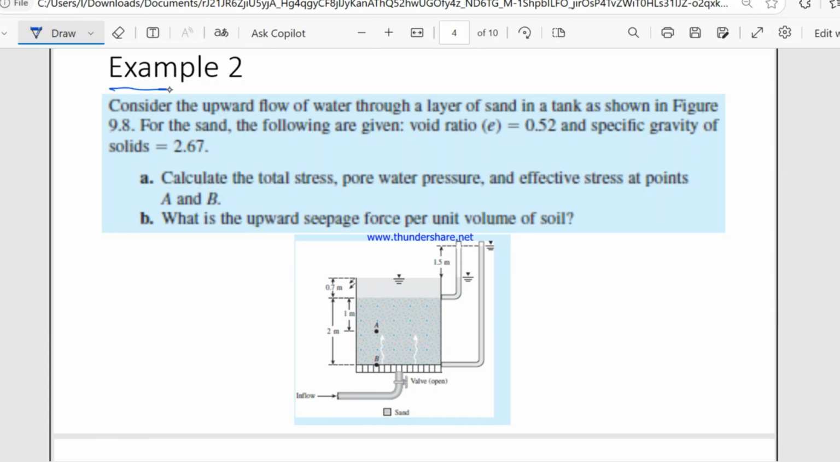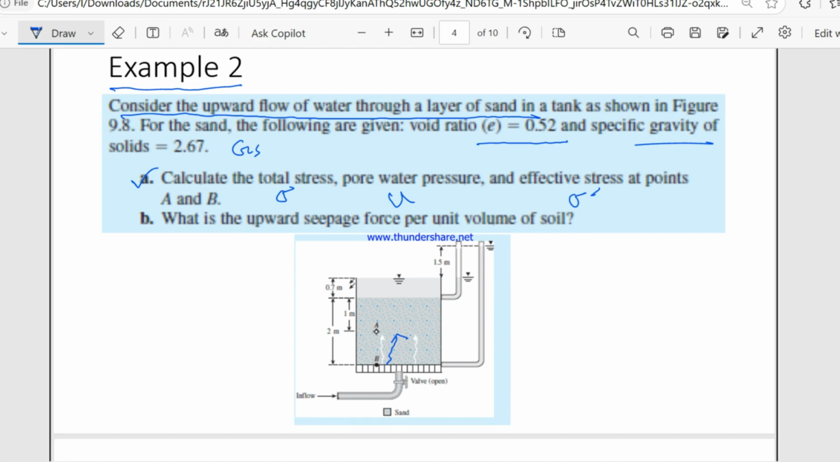Let's solve this question. Example 2: consider the upward flow of water through a layer of sand. Given that the void ratio is 0.52 and the specific gravity is 2.67. The first question is, calculate the total stress sigma, the pore water pressure U, and the effective stress sigma prime at points A and B.